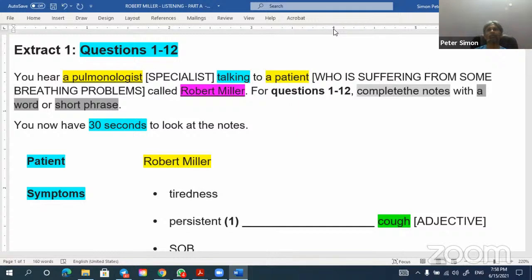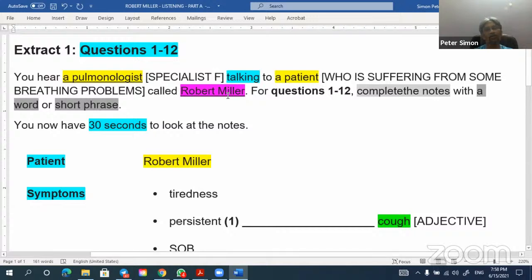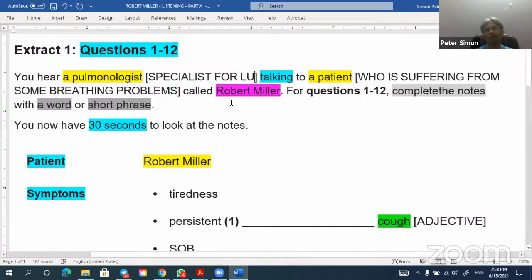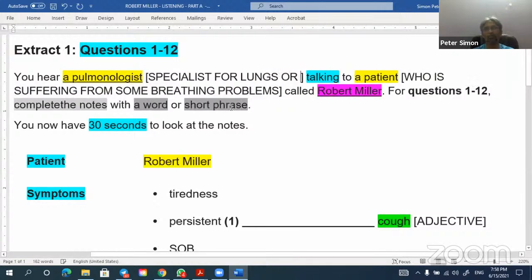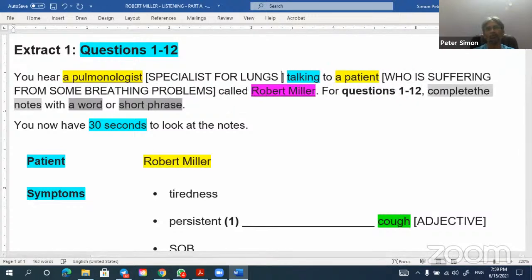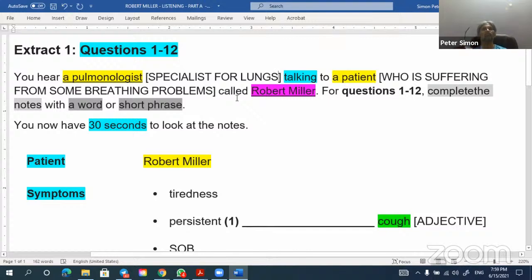So you are here a pulmonologist, a specialist in pulmonology regarding lungs. Pulmonologist means lung specialist, a specialist for lungs or breathing problems. Okay, that we have already seen, breathing problems. Specialist for lungs, a specialist for hearts, heart specialist. So this is lung specialist.